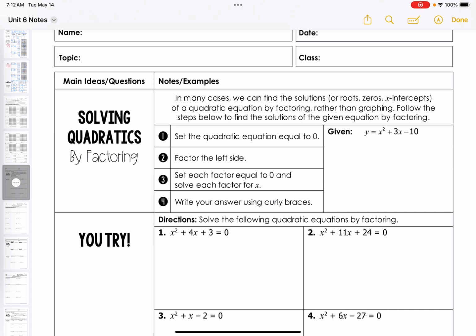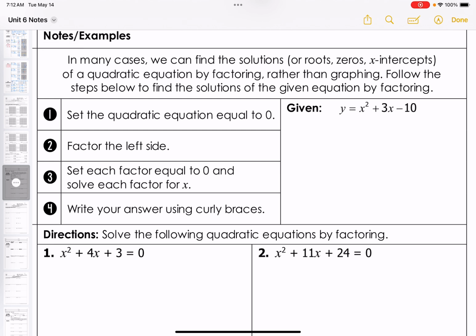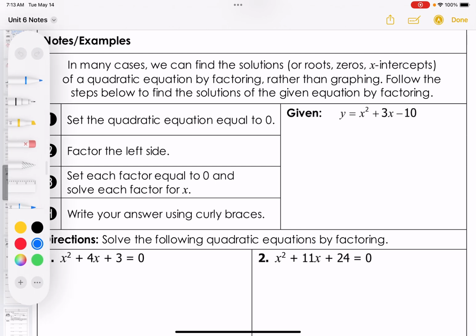In many cases, we can find the solutions of a quadratic equation by factoring rather than graphing, following the steps below to find the solution of the given equation by factoring. So we want to set our quadratic equation equal to 0. So I'm just going to take this part of my equation and set it equal to 0. Then we're going to factor the left side.